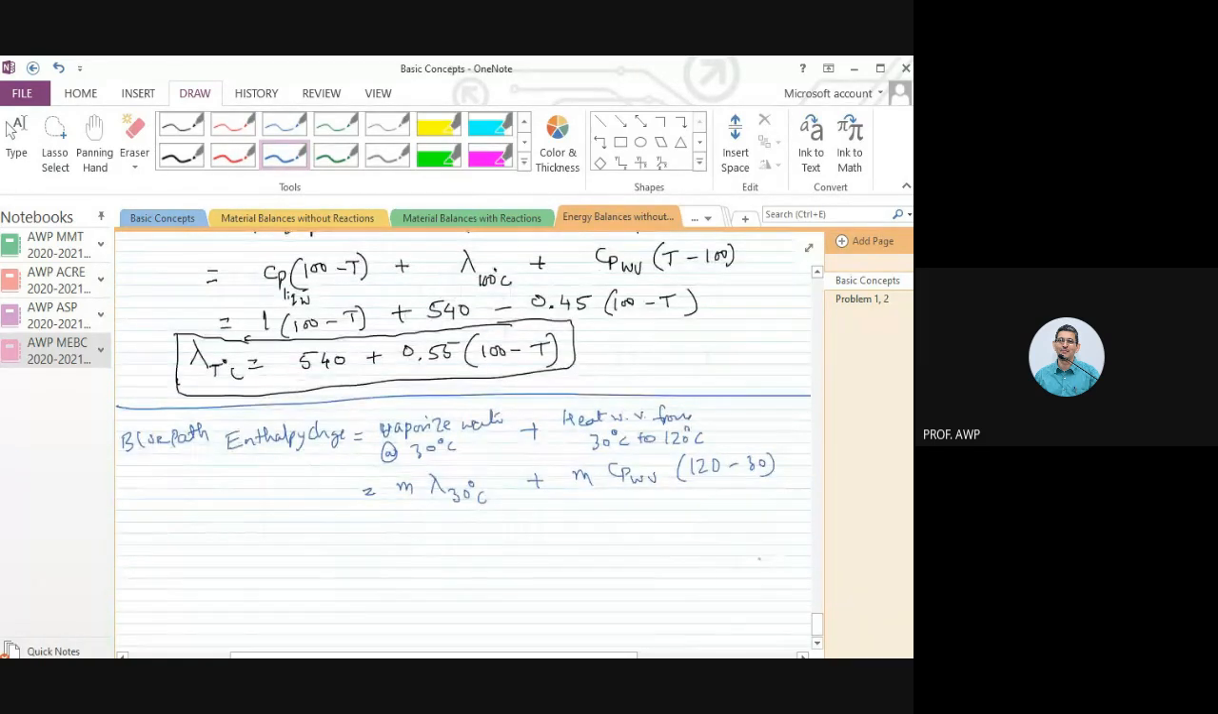So let's just do this very quickly. Mass is 5 kgs. Latent heat at 30 degrees centigrade, now we are going to use this formula, right? It is 540 plus 0.55 into 100 minus 30, right? Plus mass 5 kgs, Cp of water vapor 0.45 kilocalories per kg Kelvin into 90. Hardik, just do this calculation and tell me what is your answer. Yes, sir. 1 minute.